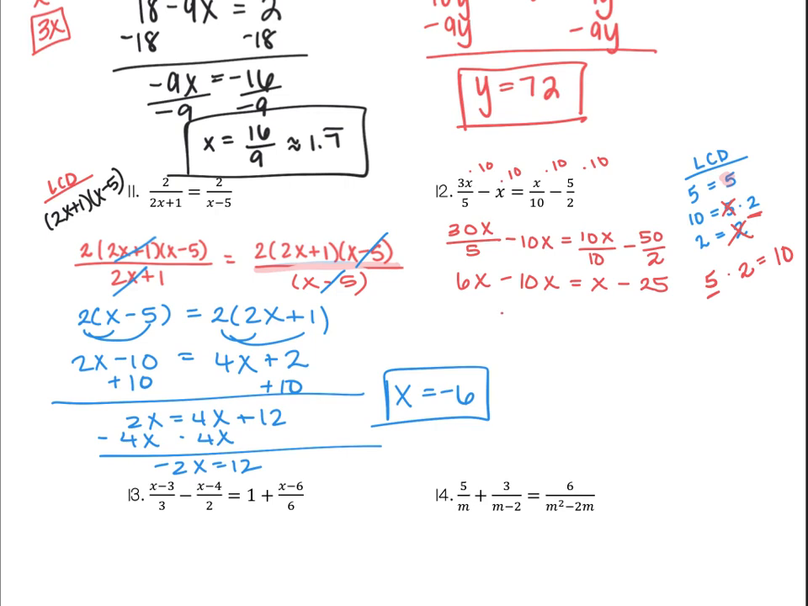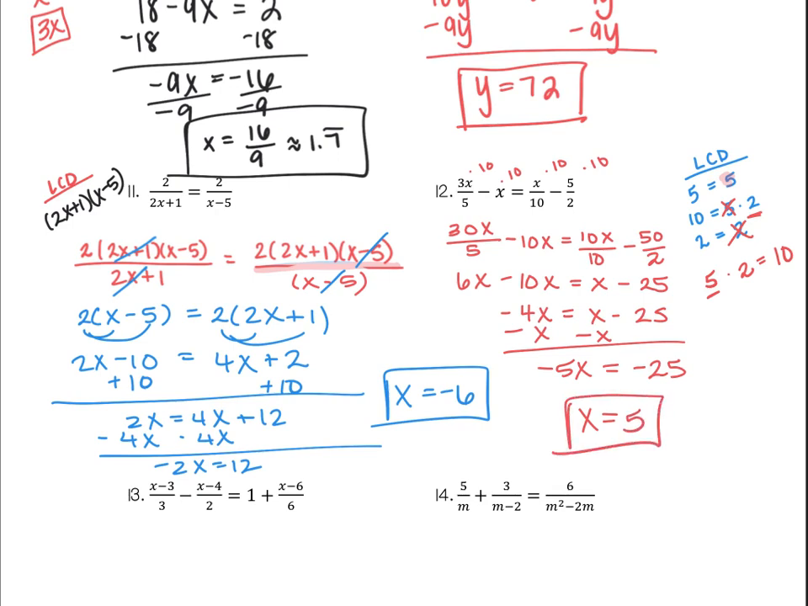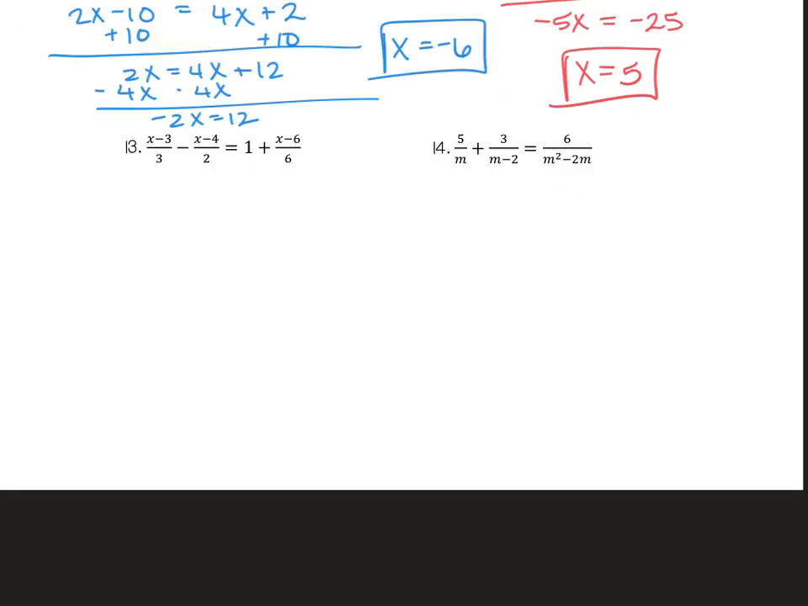And then combine like terms, so negative 4x equals x minus 25. Subtract x from both sides. Negative 5x equals negative 25. So x is 5. Same idea for the last few.